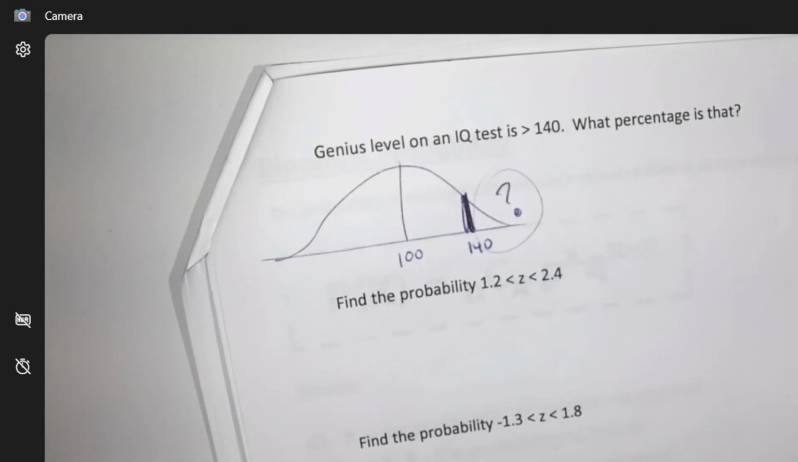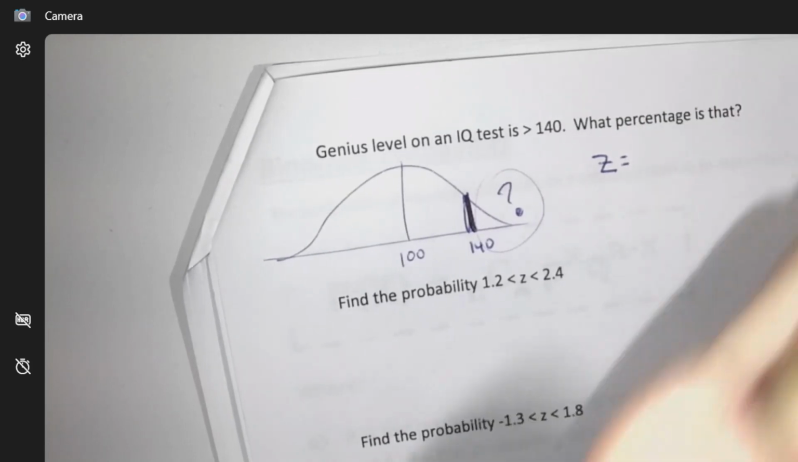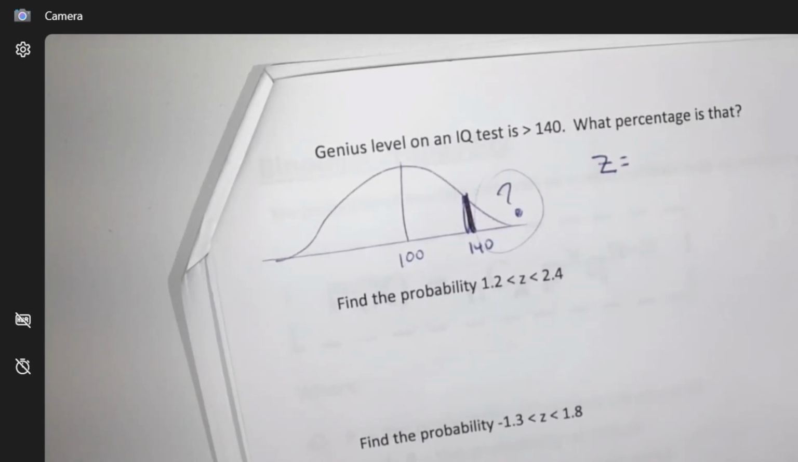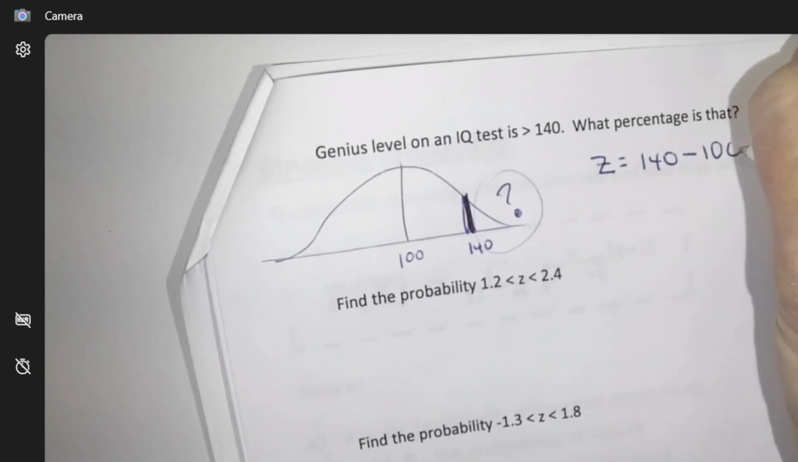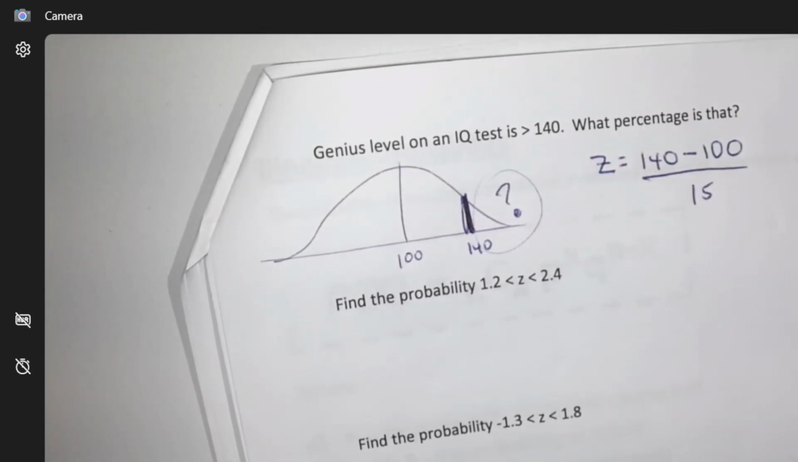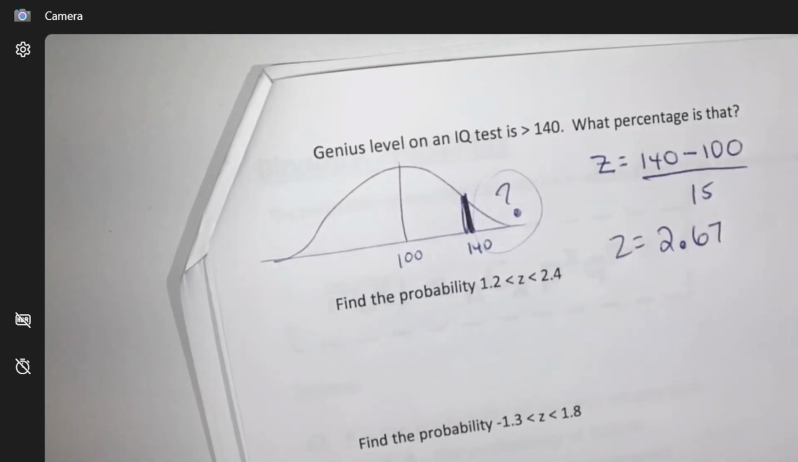Okay, so we're going to get a Z score. So my score of 140 minus the mean over the standard. So 2.67.